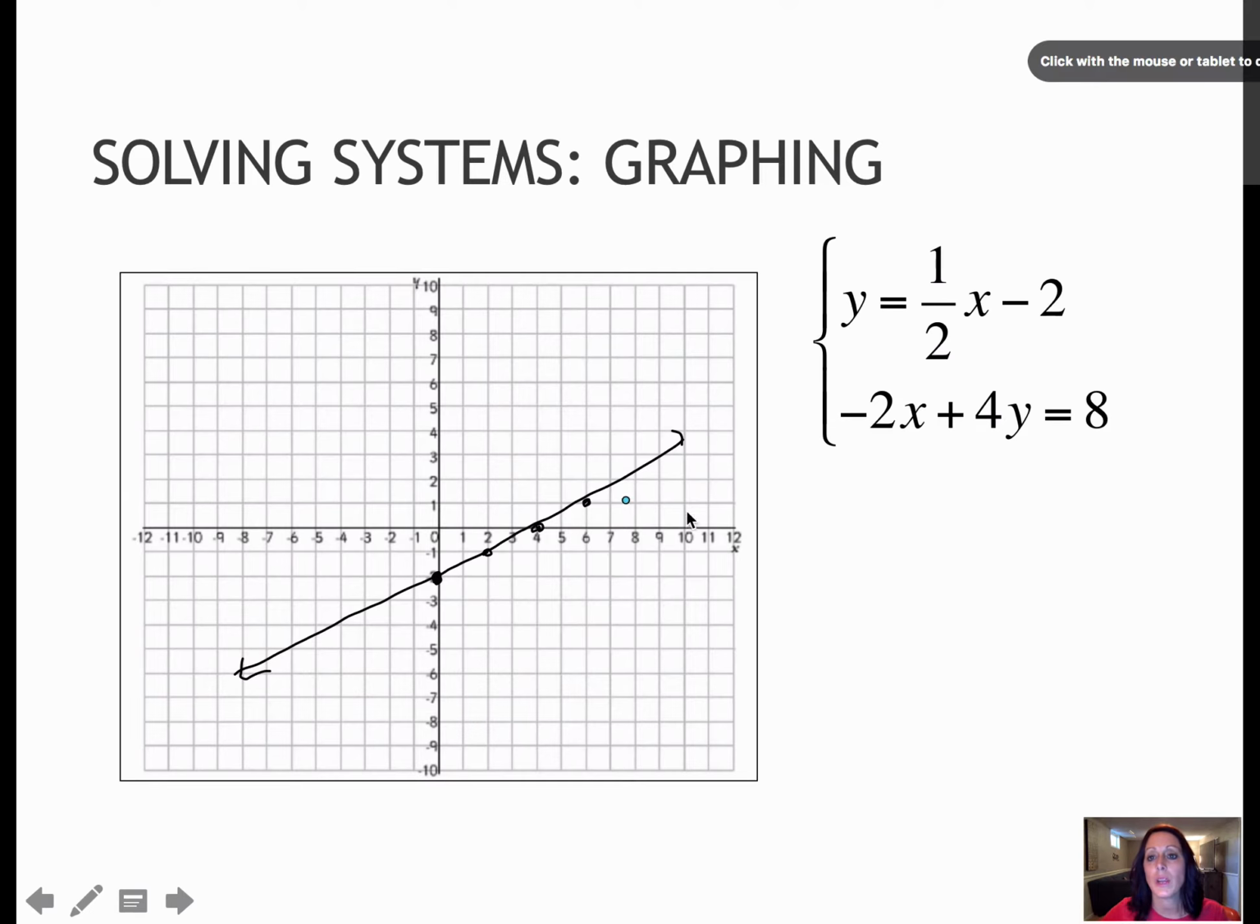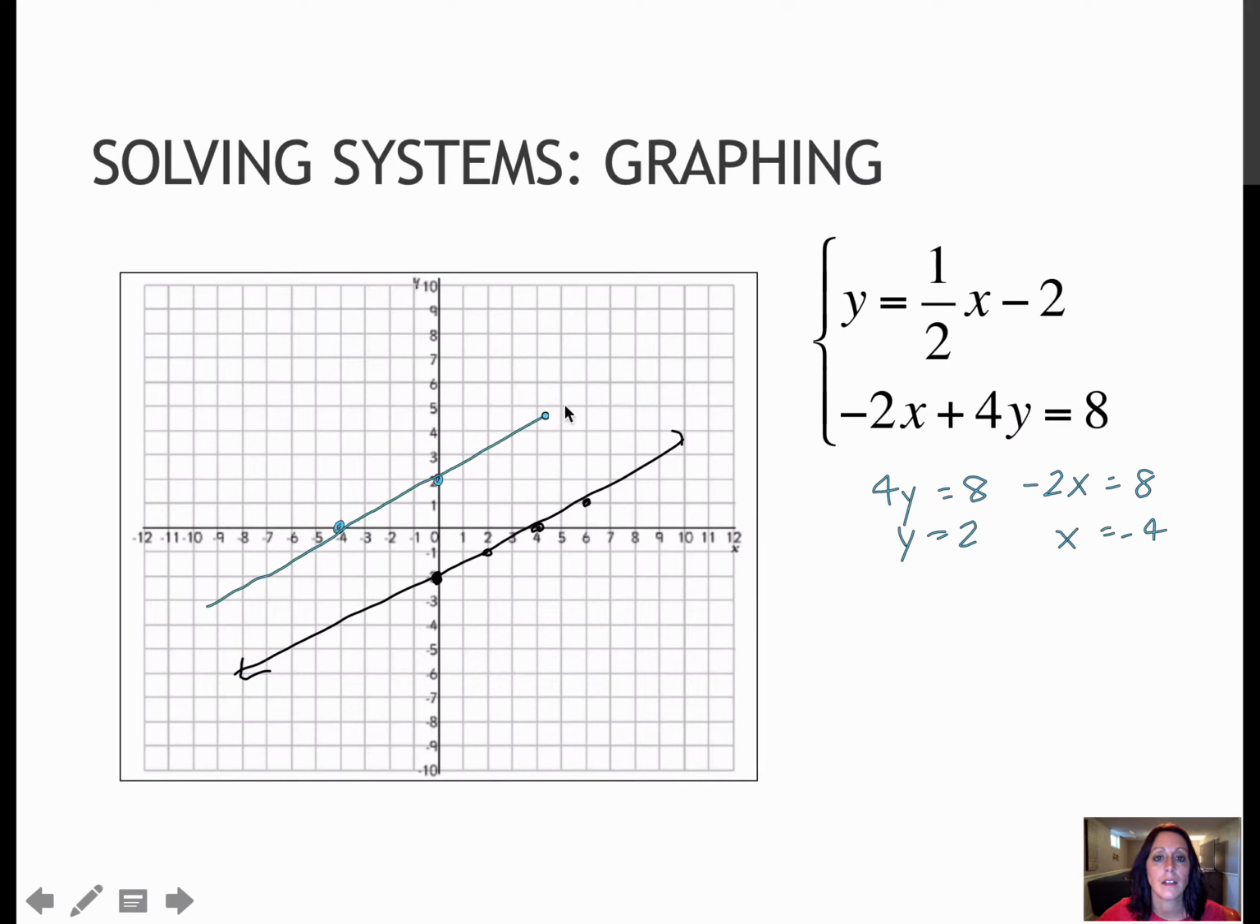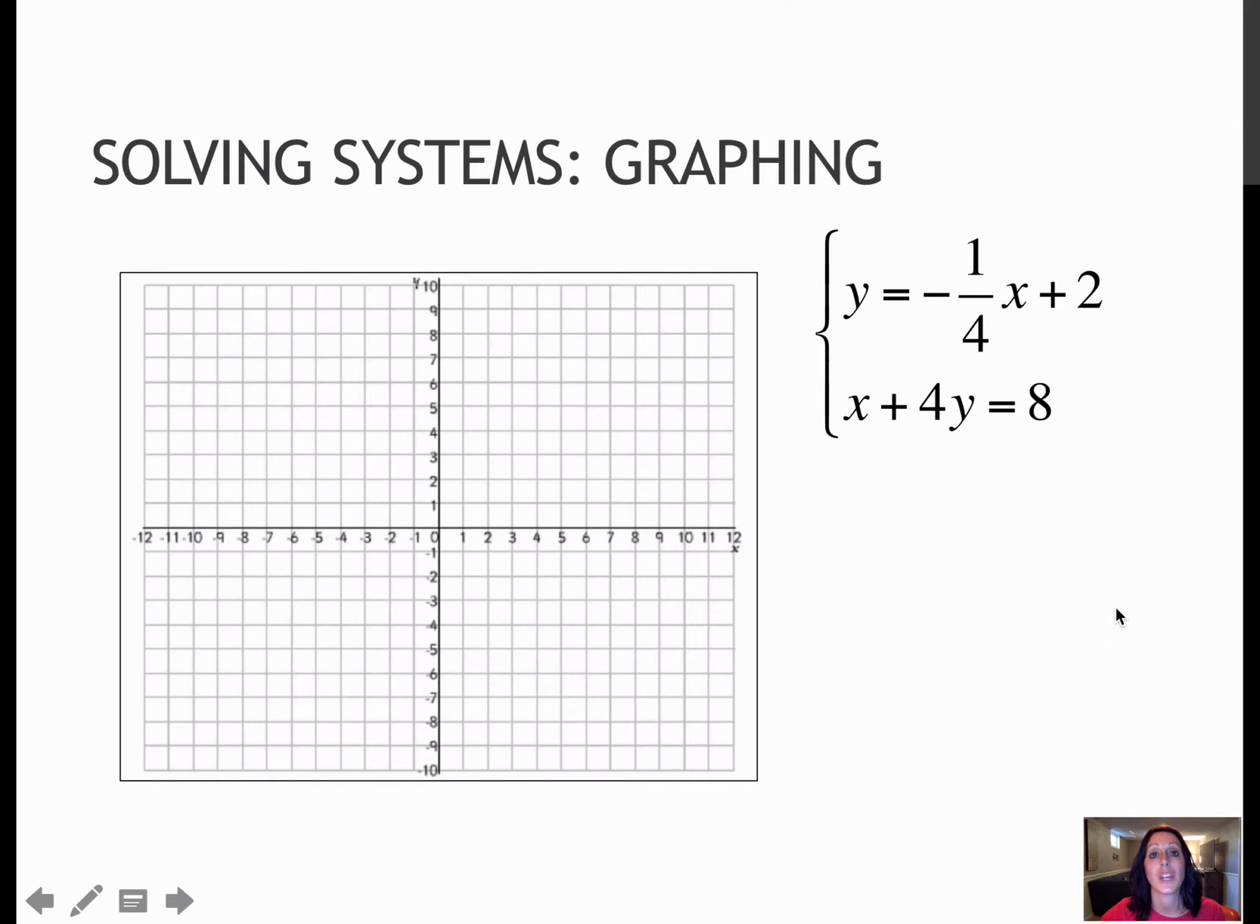For my second equation, this is in standard form. I could turn it into slope-intercept form, but I'm going to use the cover-up trick. So I'm going to cover up 2x, which leaves me with 4y equals 8, or y equals 2. And then I'm going to cover up 4y, which leaves me with -2x equals 8, or x equals -4. Plotting those 2 points and connecting the dots, I can see that those two lines are parallel and therefore will not cross each other. This is a no solution question. No solution. Also inconsistent.